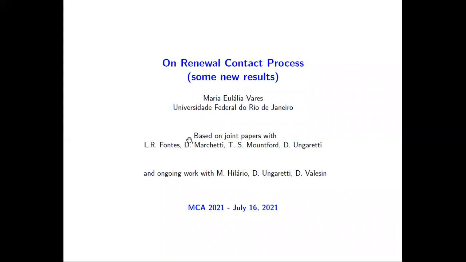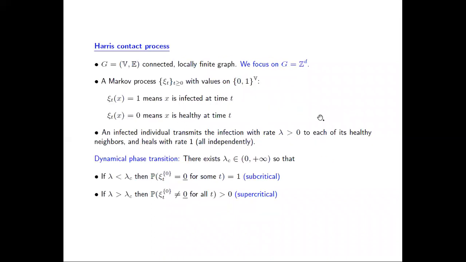old contact process. Our old contact process, which is not as old as me, but it's almost 50 years old. It was introduced by Harris. It's a Markov process on the 0-1 configurations on the vertices of a connected locally finite graph, with the interpretation of 1 meaning that the vertex is infected at time t, and 0 that it is healthy.